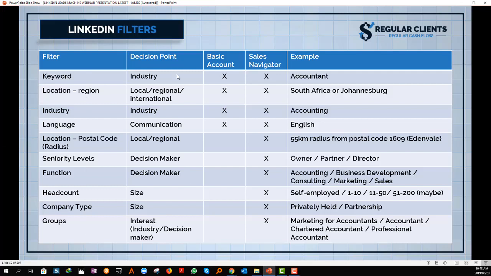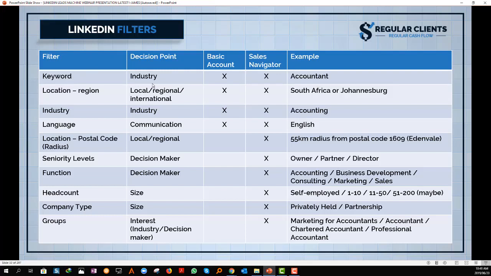What are the decision points? So why are those filters important? And then right on the end here, I'm going to give you an example. So let me just run through my example. And my example should resonate with you, because that's probably you, because obviously I deal with accountants. So the first filter that we have is keyword, right? So obviously using the keyword, what I'm really trying to do is use the industry.